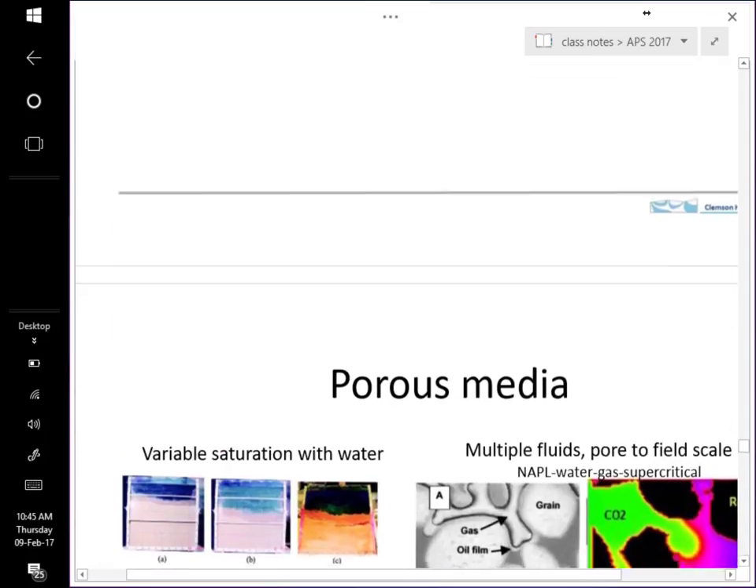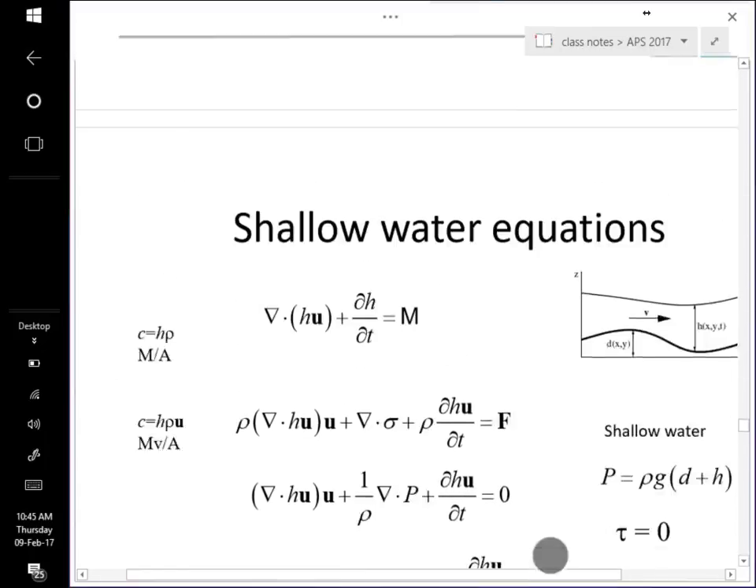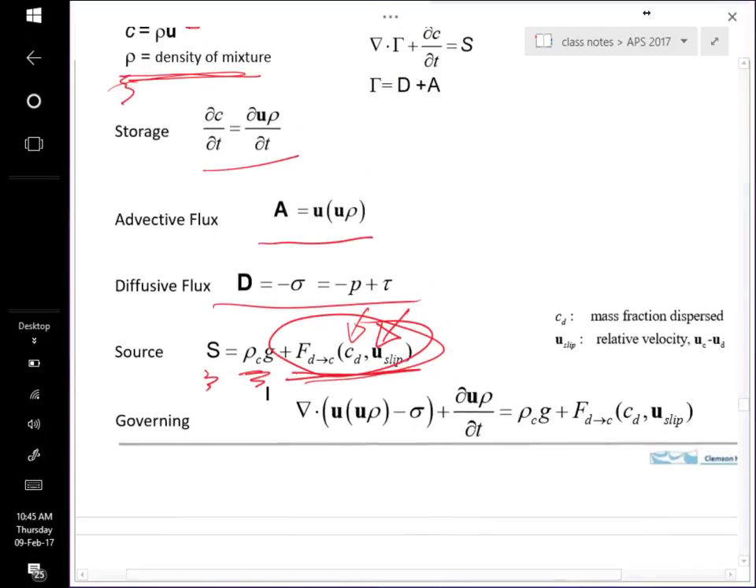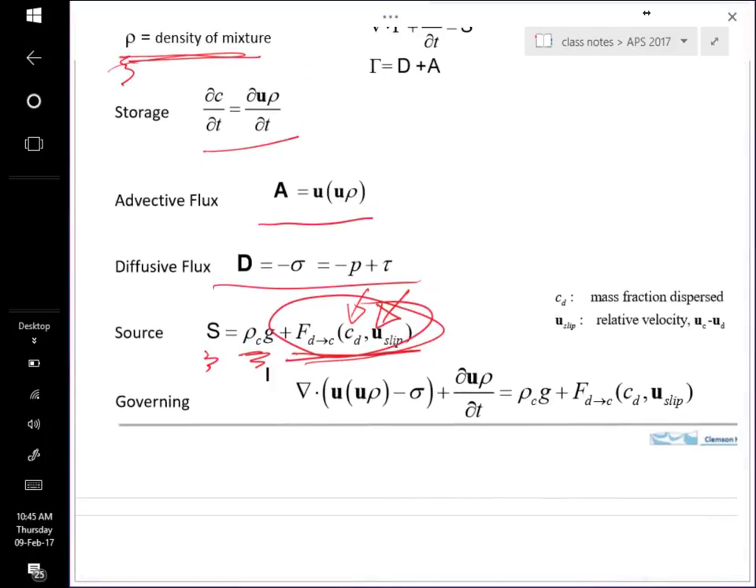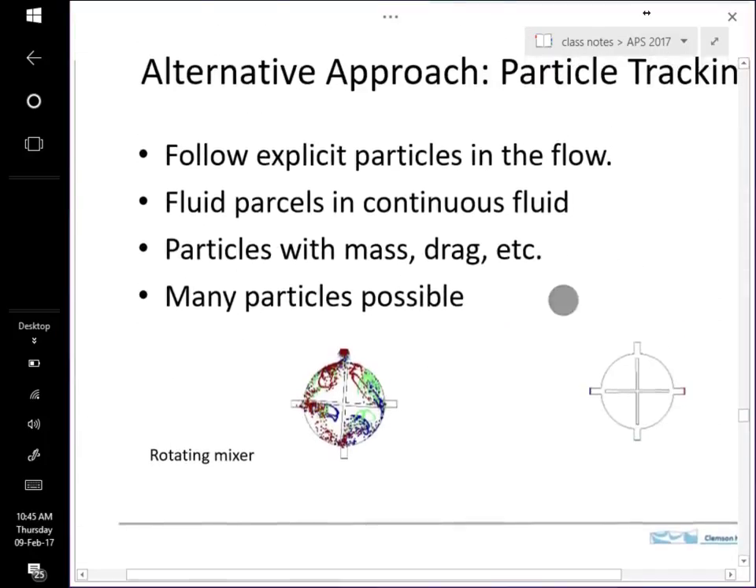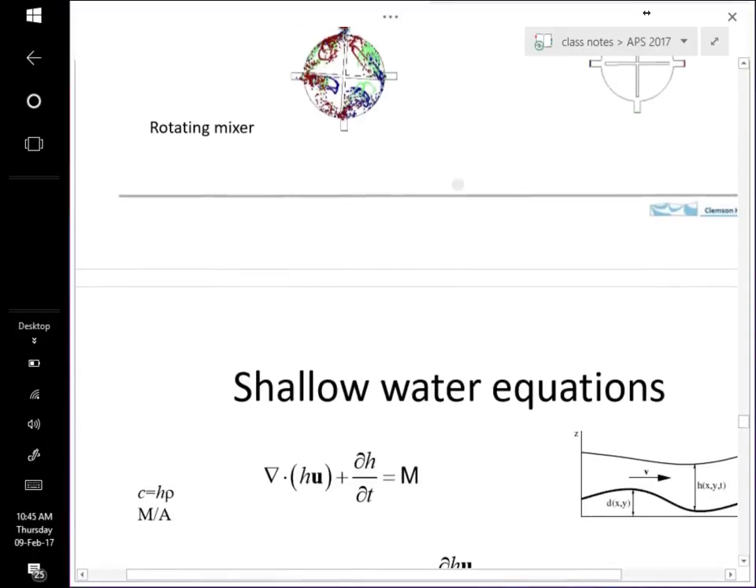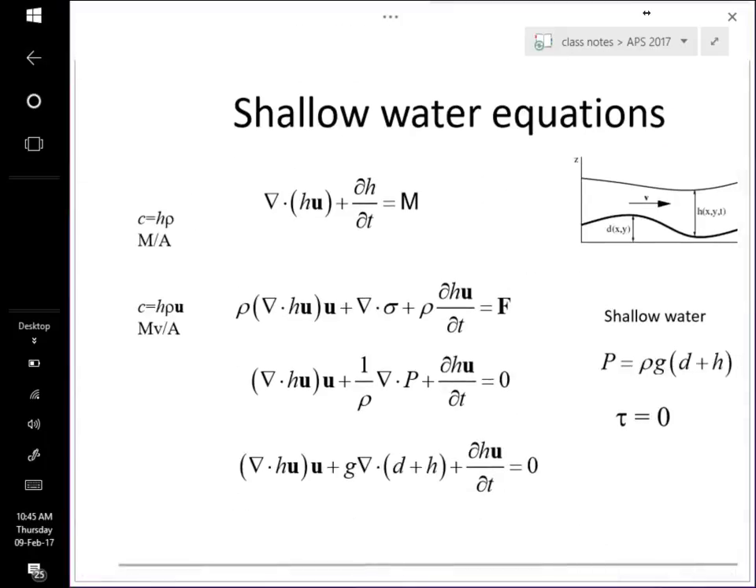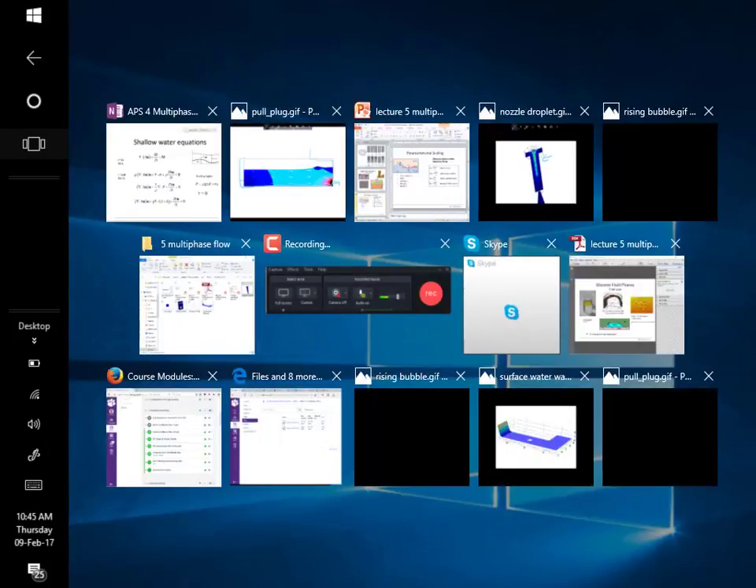All right, so I think that's a good place to stop, well, actually, give me one more minute. We've got a couple of examples. We can handle multiple fluids with particles, particle tracking, and we also have shallow water equations. So let me show you just the examples of those.